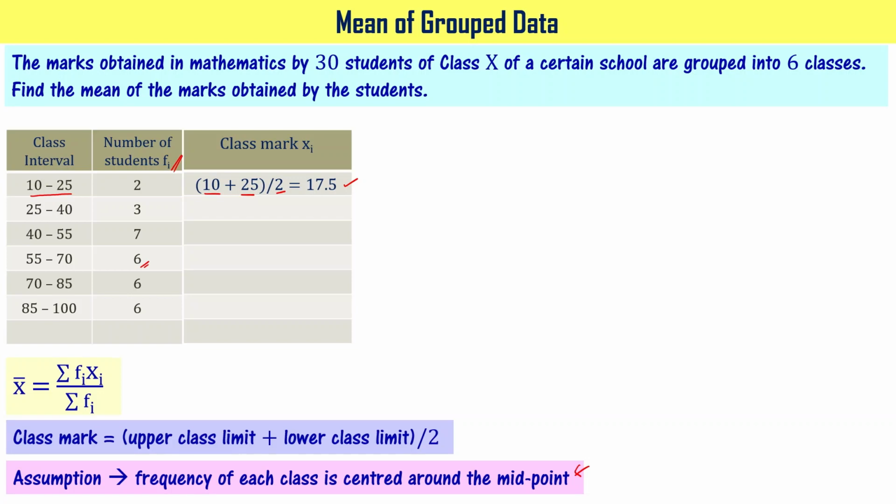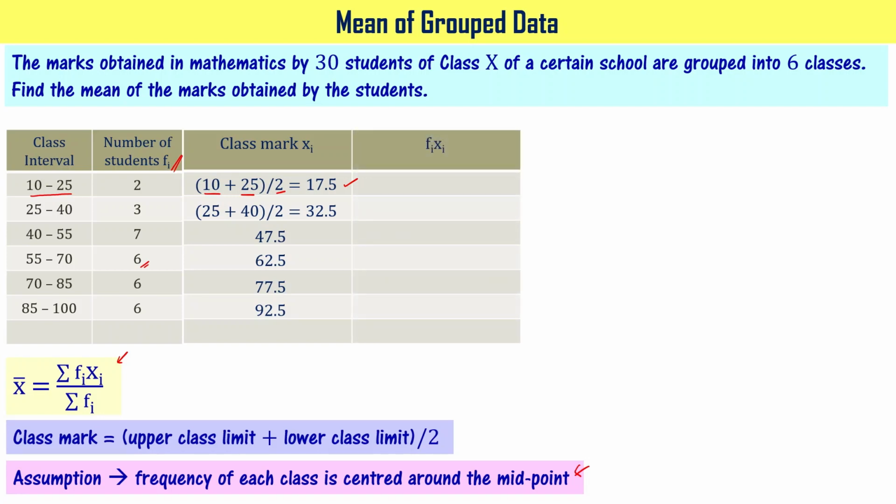For the second class, it is going to be 25 plus 40 divided by 2, that is equal to 32.5. For the next class, it is going to be 40 plus 55 divided by 2, that is equal to 47.5. For the next class, it is 62.5. For the next class, it is 77.5. And for the last class, it is 92.5. That is equal to 85 plus 100 divided by 2. Right? Now we have fi, xi, right? So that we can now get sigma fi xi divided by sigma fi so that we can obtain the mean. Let's first get sigma fi xi.